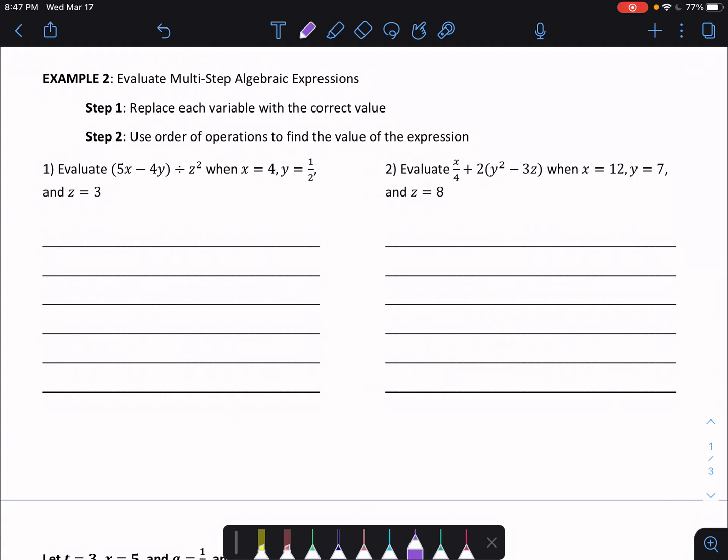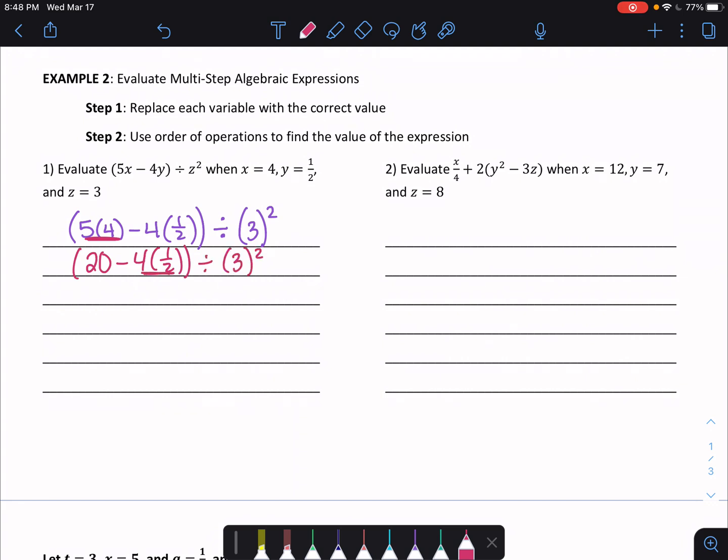So x is going to be replaced with 4, y is going to be replaced with 1/2, and z is going to be replaced with 3. So here I'm going to have parentheses 5 times 4 minus 4 times 1/2 divided by z squared. Now for order of operations, I'm going to go inside my parentheses first, and I'm going to do my first multiplication. So it's going to be 20 minus 4 times 1/2 divided by 3 squared.